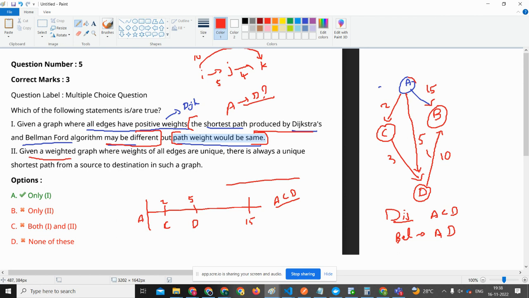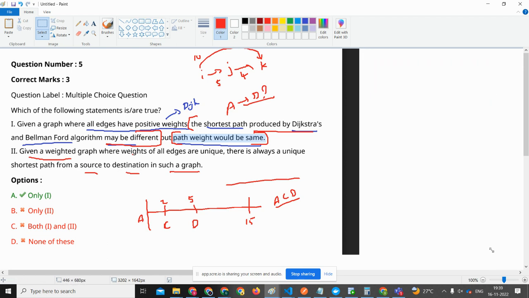Given a weighted graph where weights of all edges are unique, there is always a unique shortest path from a source to destination in such a graph. Is this true or false? Why does this sound like true? And the answer is false. It sounds like true, right? I also felt the same. Maybe the weights are not positive. All right. So they are saying that there is always a unique shortest path from source to destination in such a graph when the weights of all edges are unique.